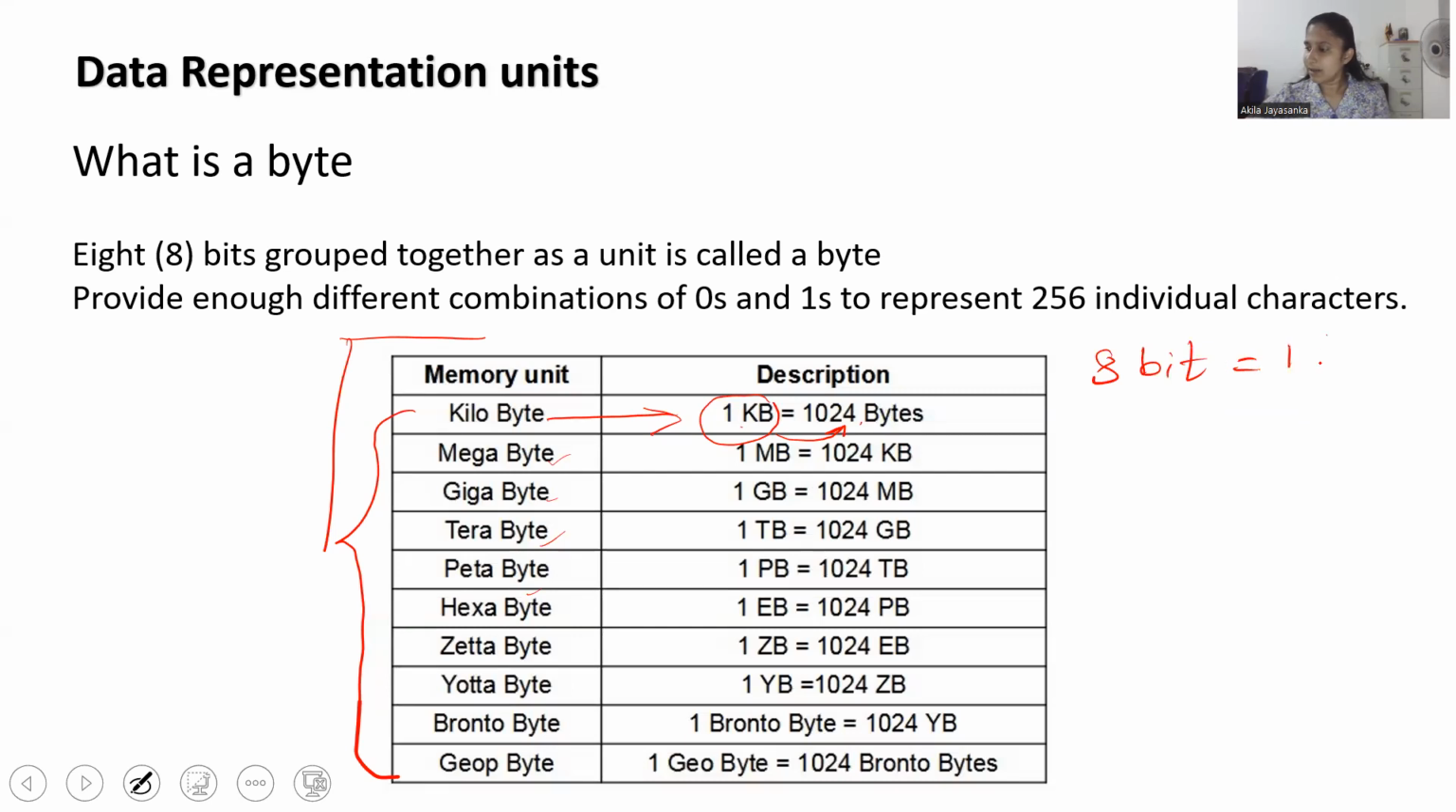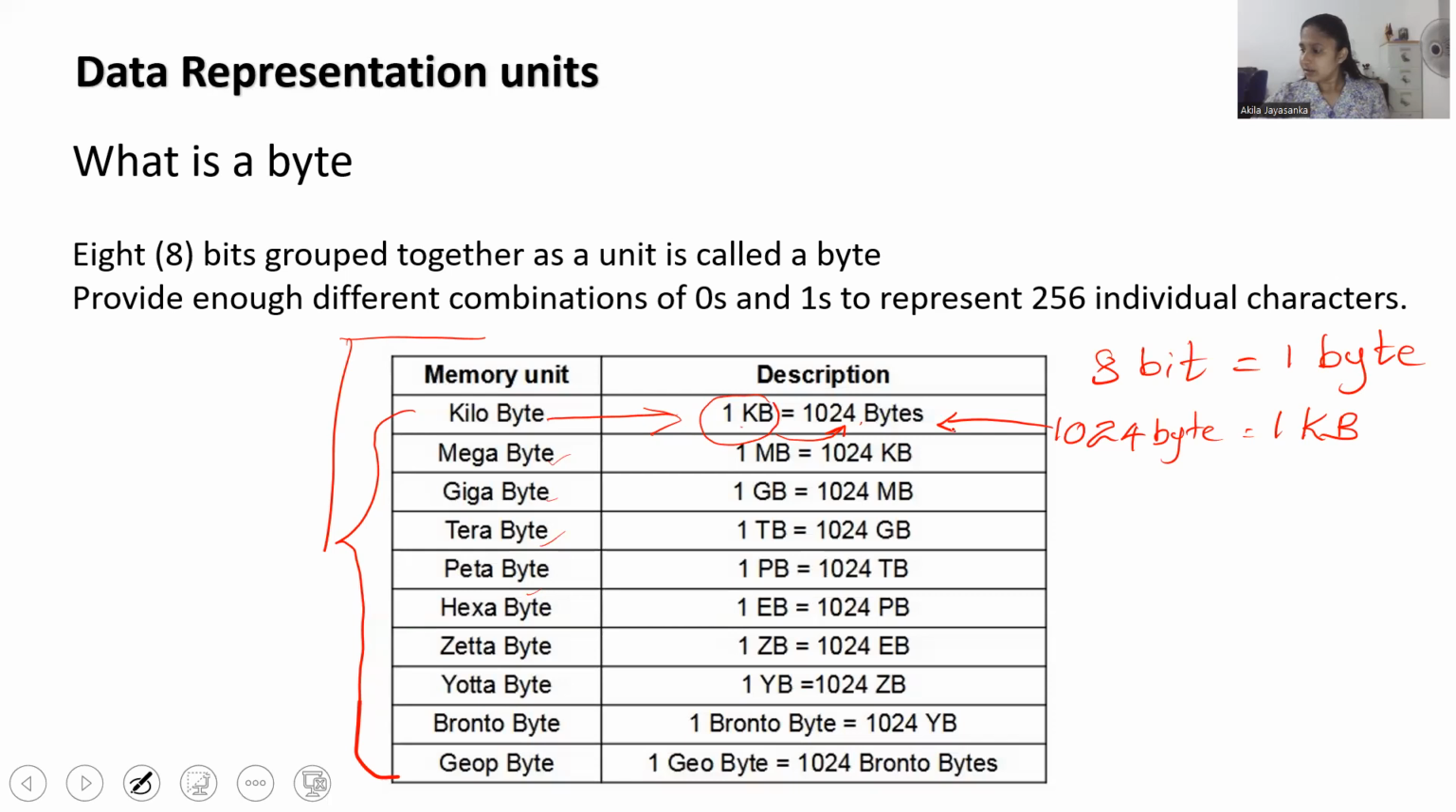You can represent 1 byte, right? 8-bit means equal to 1 byte. Then 1024 bytes represent 1 kilobyte. It is here, right? 1024 bytes going to represent 1 kilobyte.